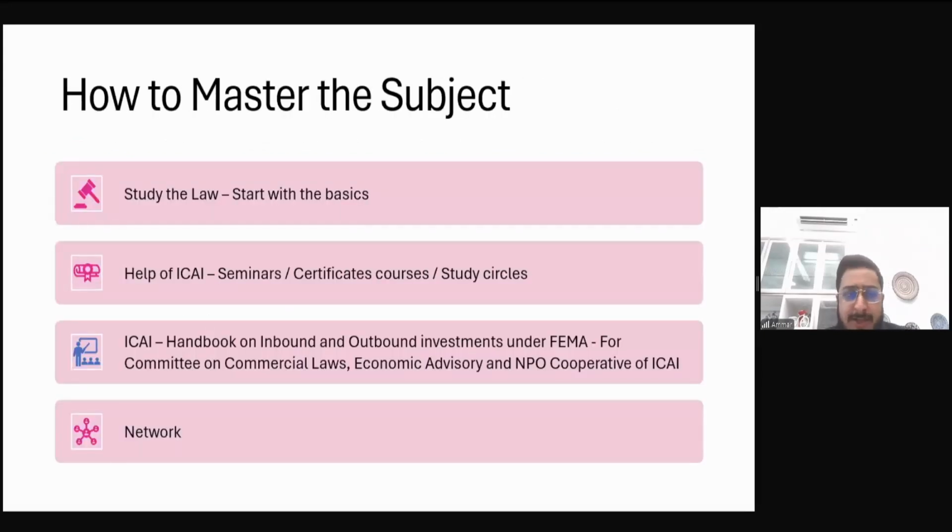Now, how to master this subject? To study the law, of course. But how do we do that? One big important thing which I feared while starting FEMA is, how do I know what is the final law?